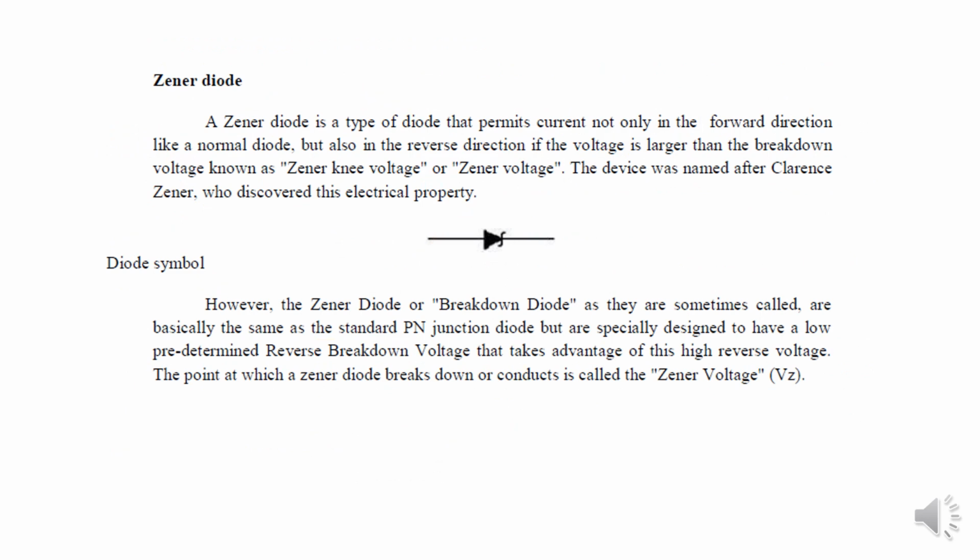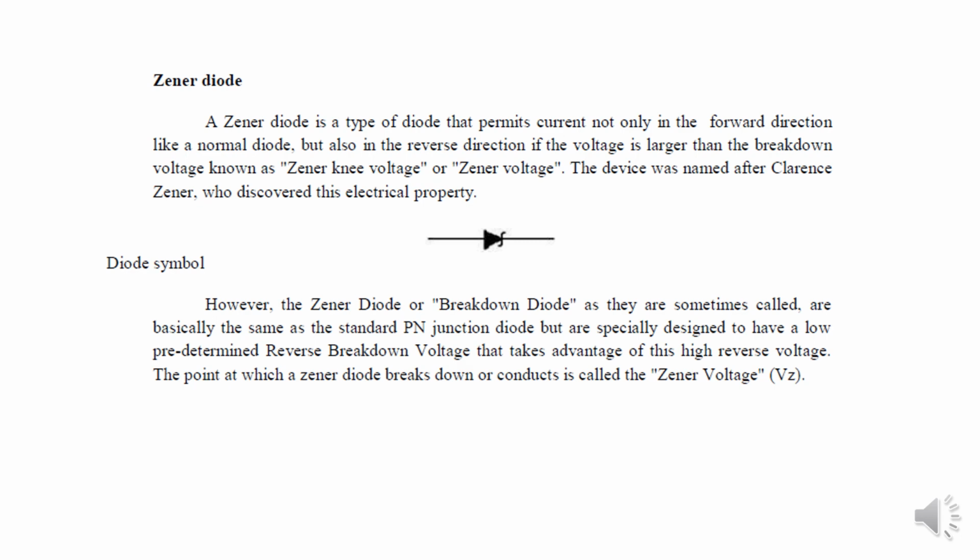Next we look at the Zener diode; this is the symbol. The Zener diode is a type of diode that permits current not only in the forward direction, as in a normal diode, but also in the reverse direction, if the voltage is larger than the breakdown voltage, called the Zener voltage. The device was named after Clarence Zener, who discovered this electrical property.